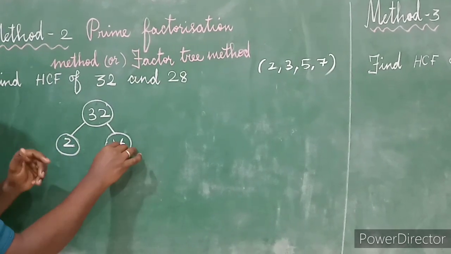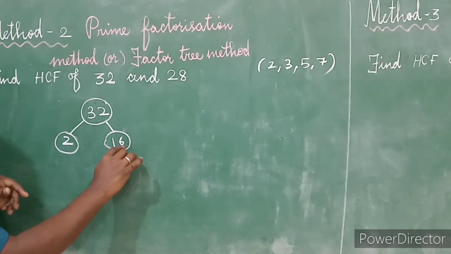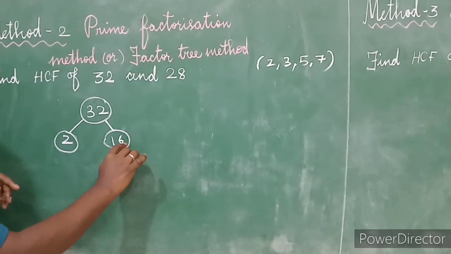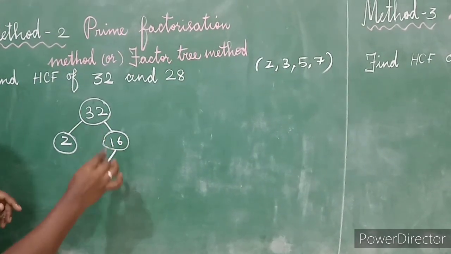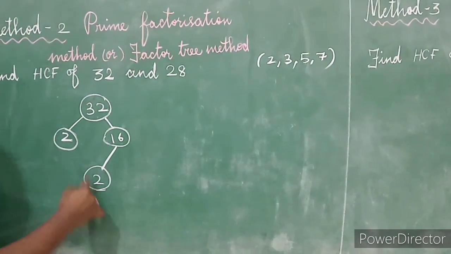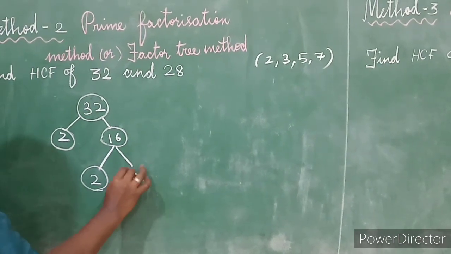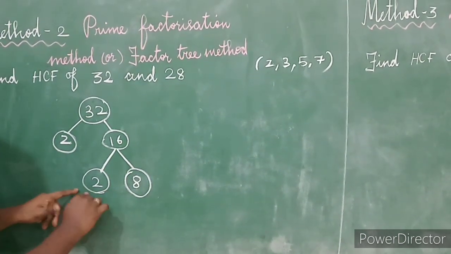Okay. So I'm going to again divide 16. 16 is divisible by 2, a number which is divisible by 2 because in the ones place I got 6. Okay, so I'm going to divide by 2, because 2 is a prime number. So in 16, how many 2's are there? 8 2's are 16. So again it's a prime number, so leave it out.